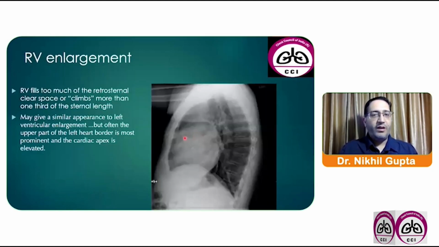Coming to right ventricular enlargement, the RV fills too much of the retrosternal clear space. So this is the retrosternal clear space. It is obliterated in RV enlargement.